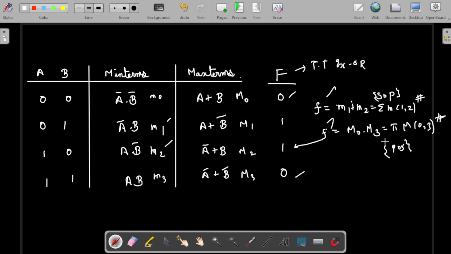I hope this is understood for you guys. In the next lecture we will see how we can map this to a K-map. I will be explaining that in the next class.